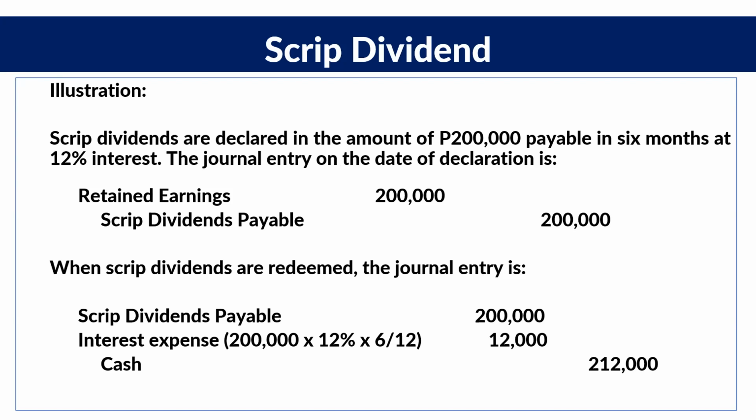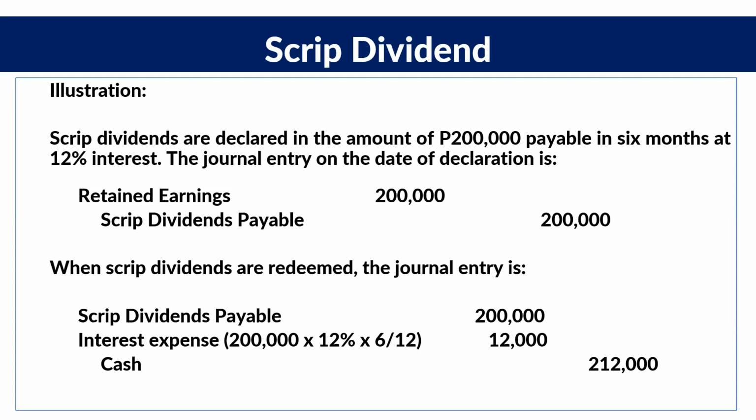So, meron tayong dito illustration. So, scrip dividends are declared in the amount of 200,000 payable in 6 months at 12%. So, pag ganun, recognize lang natin yung amount ng scrip dividend natin. So, debit retained earnings, no? 200,000 credit, scrip dividends payable at 200,000.